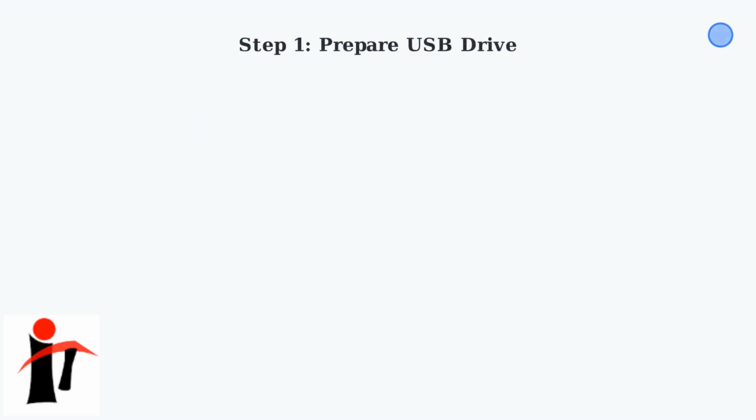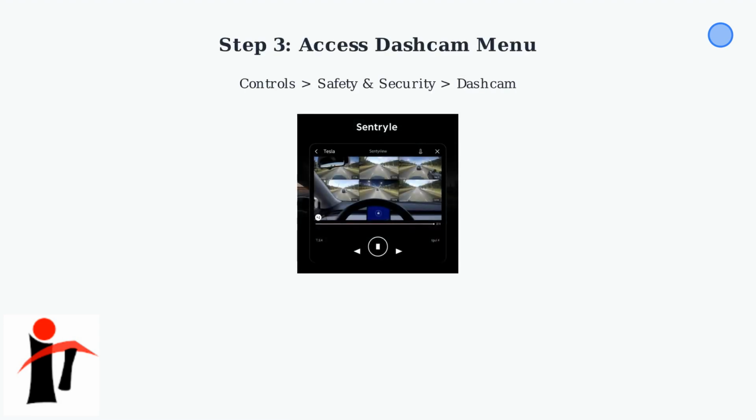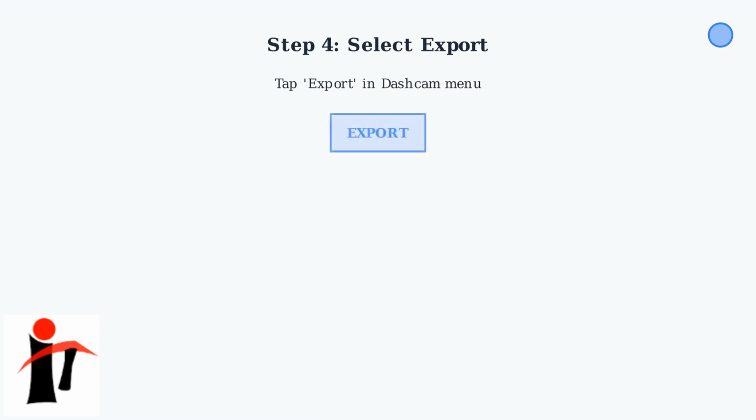To export dashcam footage, start by preparing a FAT32 formatted USB drive. This file system ensures compatibility with Tesla's export process. Insert the FAT32 formatted USB drive into the USB port located in the front trunk of your Model 3. Navigate to the Dashcam menu on your touchscreen by going to Controls, then Safety and Security, then Dashcam. In the Dashcam menu, select the Export option to begin saving footage to your USB drive.